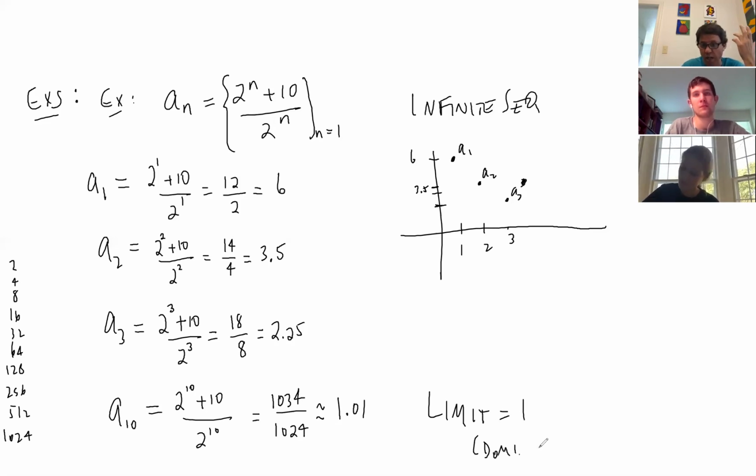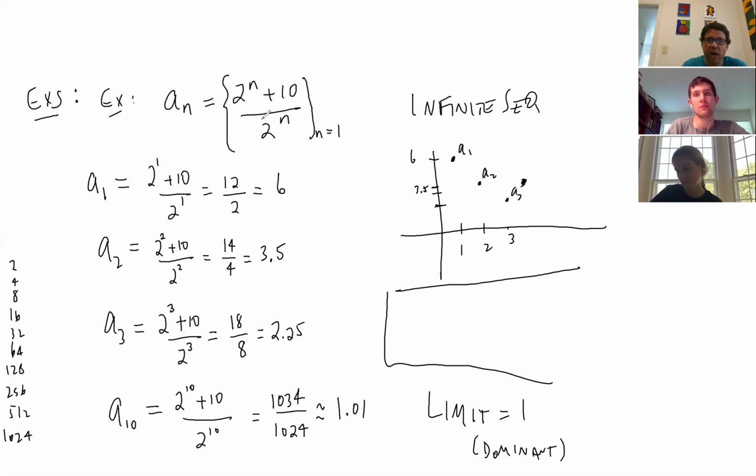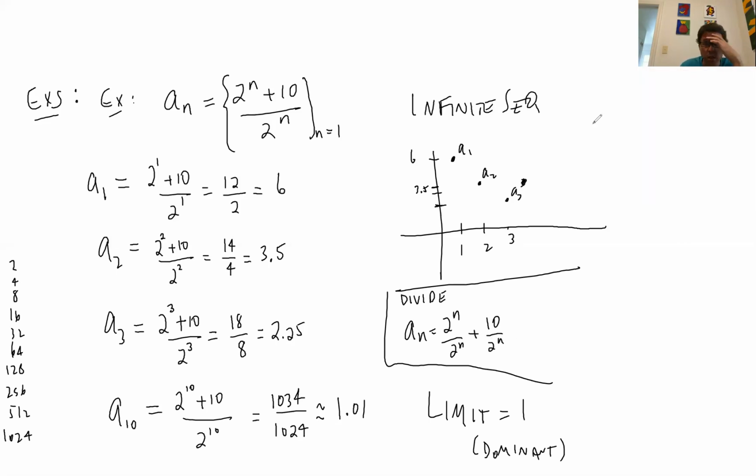And I just talked it out. If you didn't want to do dominant terms, then the other thing you could do is just divide. So this is what happens if you actually do the division. So a_n will be 2 to the n over 2 to the n plus 10 over 2 to the n. And so my pattern is now 1 plus 10 over 2 to the n.